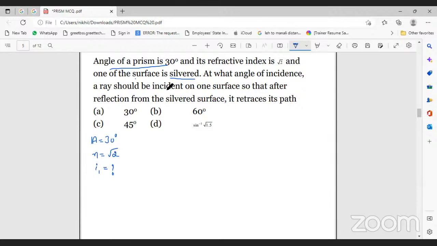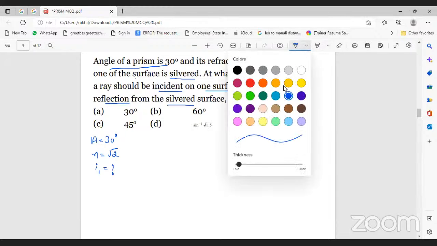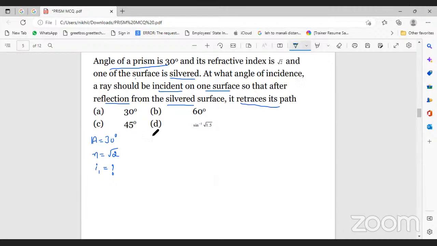A ray should be incident on one surface so that reflection from the silvered face retraces the path. Let me write the diagram first. So that means I2 at the silver surface is 90 degrees, sir? I2 is 0, since the ray is normal to the silver surface, so it will be 0, sir. This is silvered.